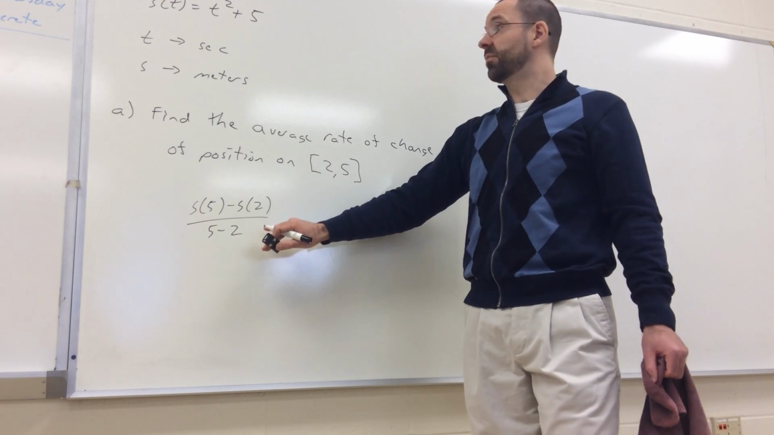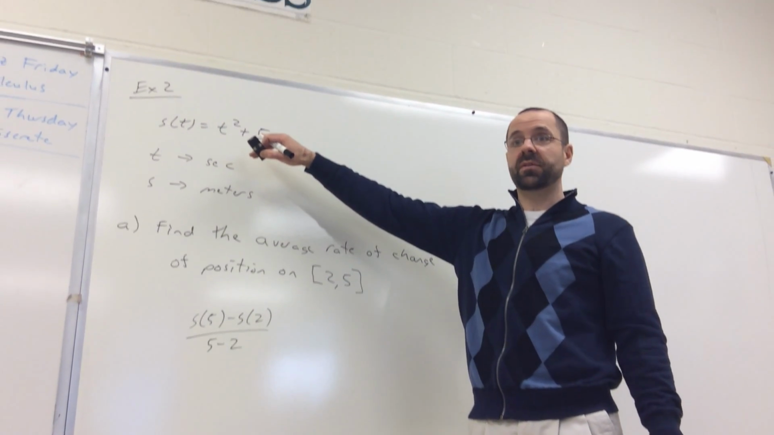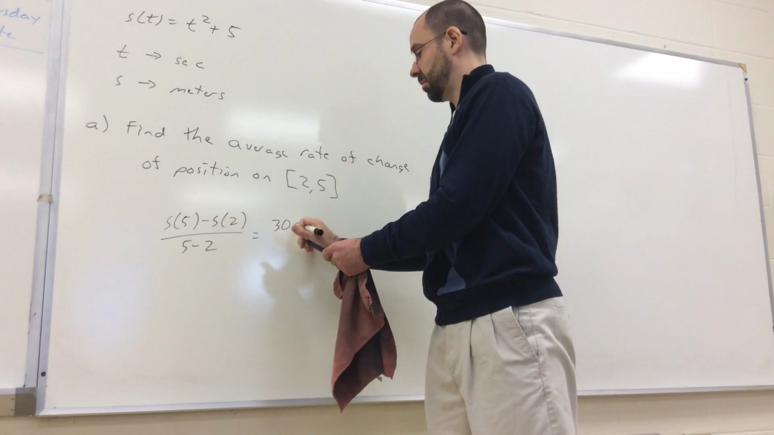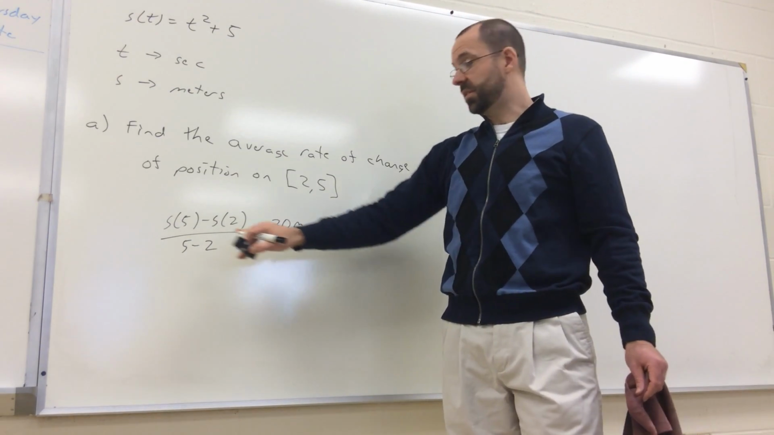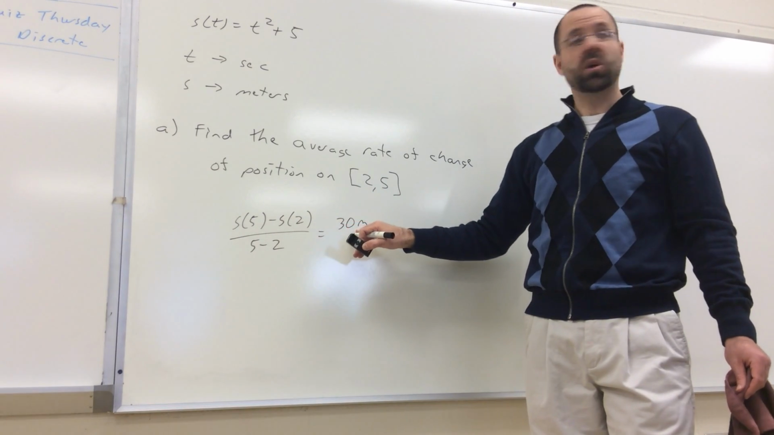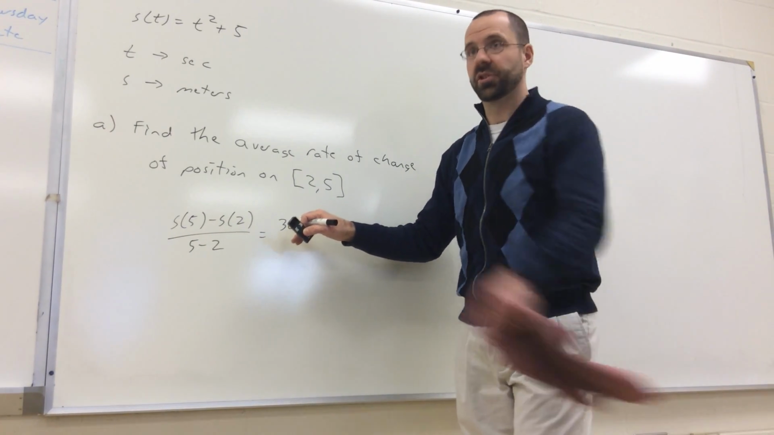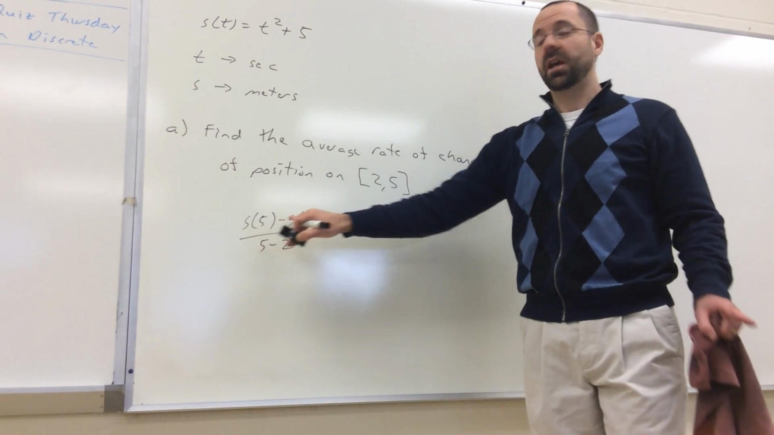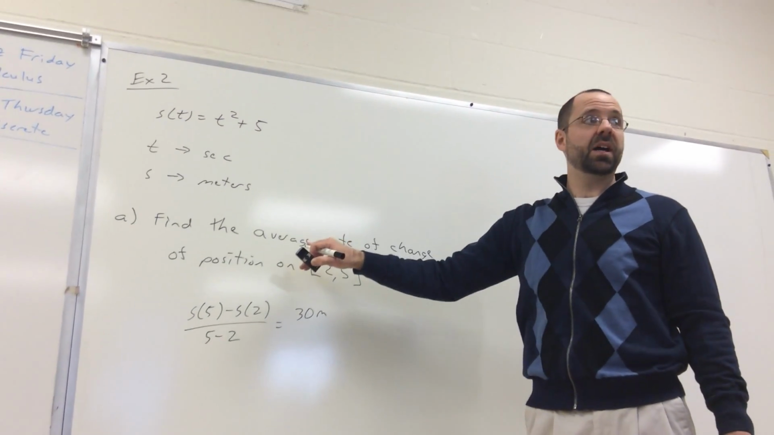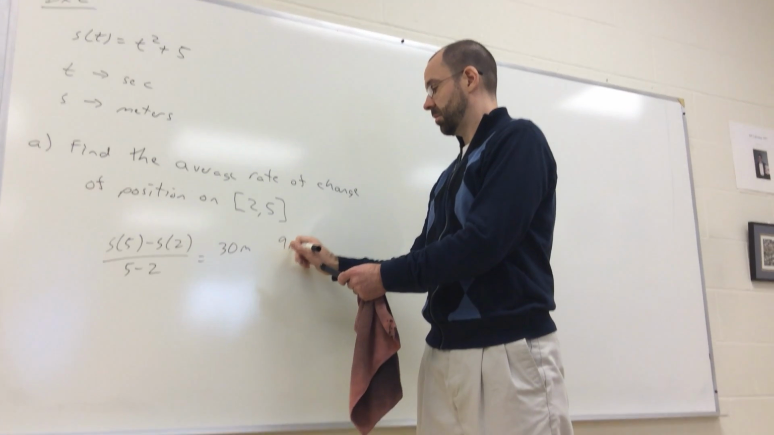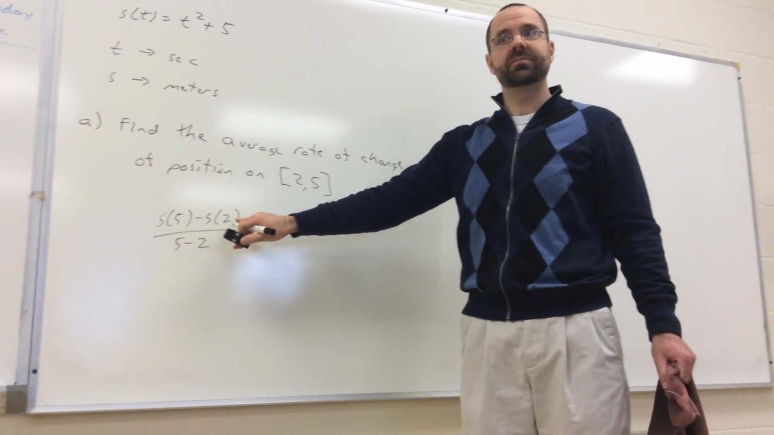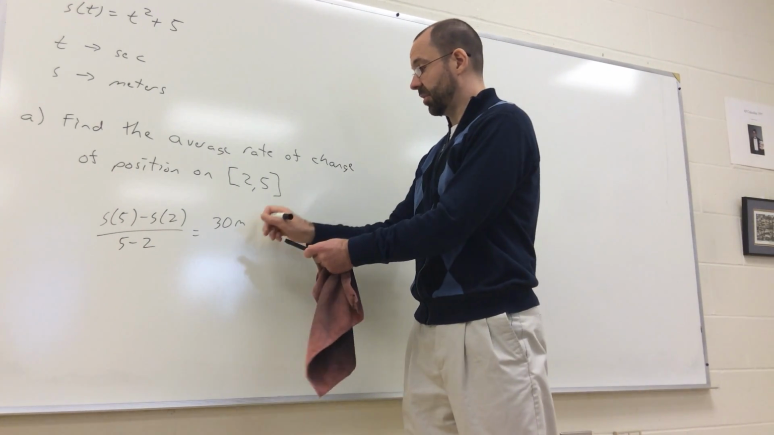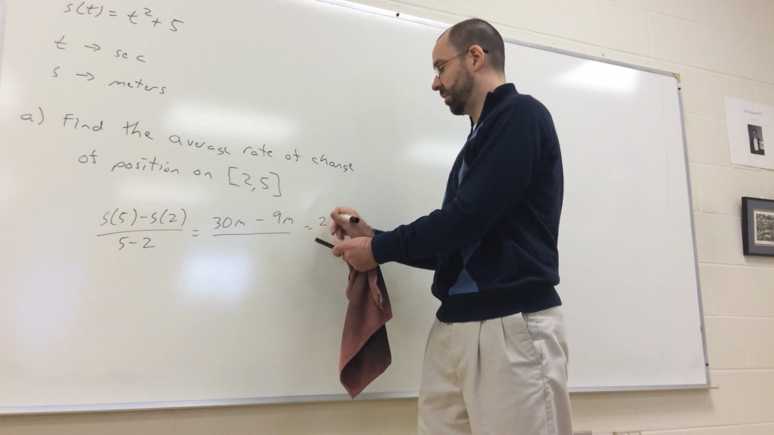So s of 5 is pretty easy to figure out. You just plug it in here. 5 squared is 25, plus 5 is 30. So that just means when the time is 5, this particle is at the position 30 meters. So there's the number line up here. And it's at 30 meters at the time 5. And then you plug 2 into the position function. That comes out to 9. So that means at the time 2 seconds, it was at the position 9 meters. So then if you subtract those, that gives you 21 meters.